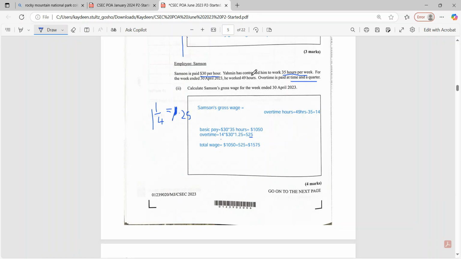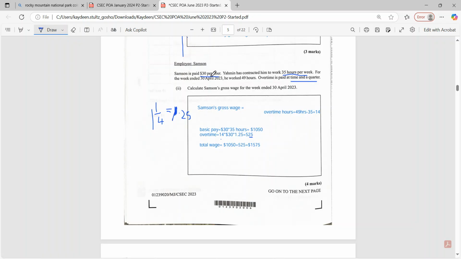So Samson is paid $30 per hour. Yahim has contracted him to work 35 hours per week. For the week ended the 30th of April 2023, he worked 49 hours. Overtime is paid at a time and a quarter. We should calculate Samson's gross wage for the week ended the 30th of April 2023.